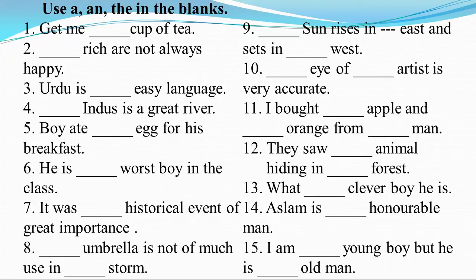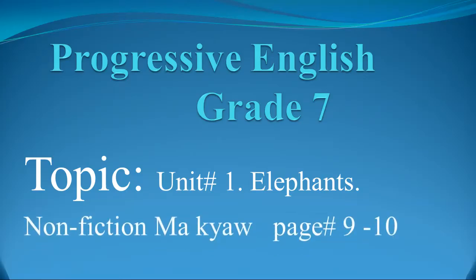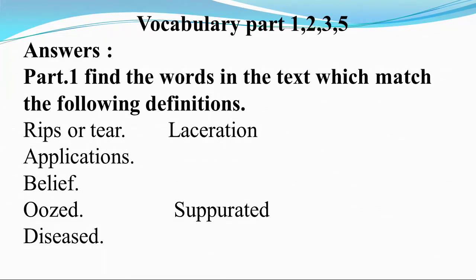Let's move on to the second one. Our second topic is from OPE, Unit 1 Elephants. We have read the story Revenge. Now we are going to read a prose, Ma Chua, at page 9 and 10.